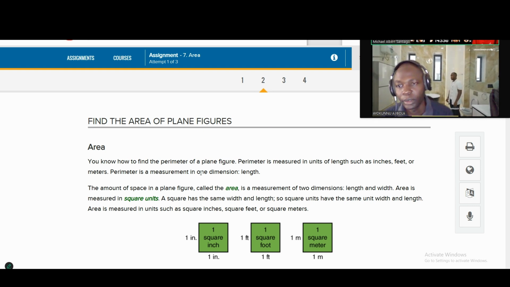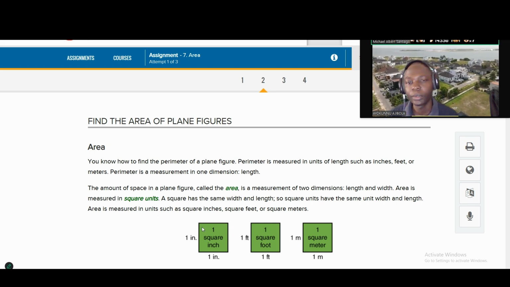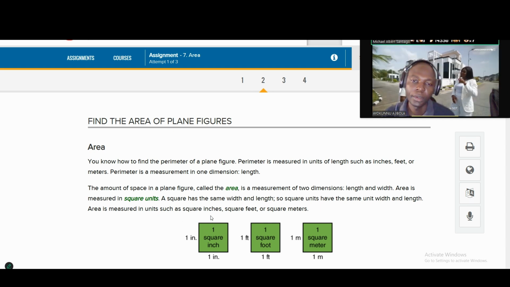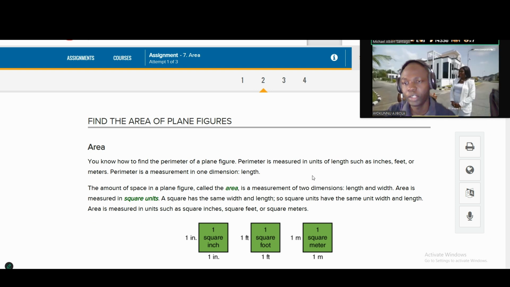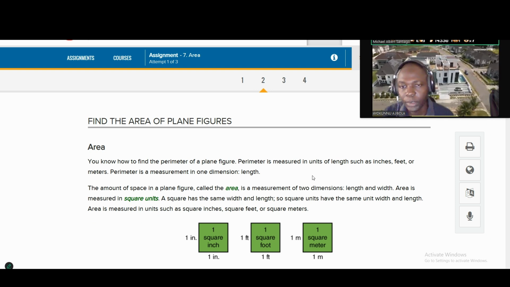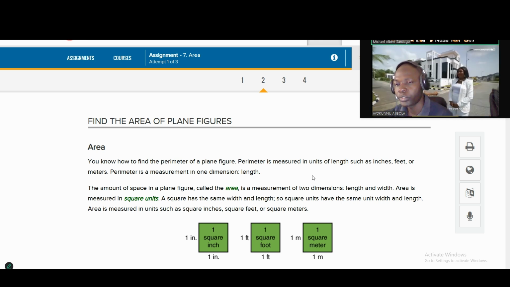You know how to find the perimeter of a plane figure. You just simply add up all of the sides together. Perimeter is measured in units of length such as inches, feet, or meters. Perimeter is a measurement in one dimension, which is length. The amount of space in a plane figure is called area. It is a measurement of two dimensions, which is the length and the width. Area is measured in square units.